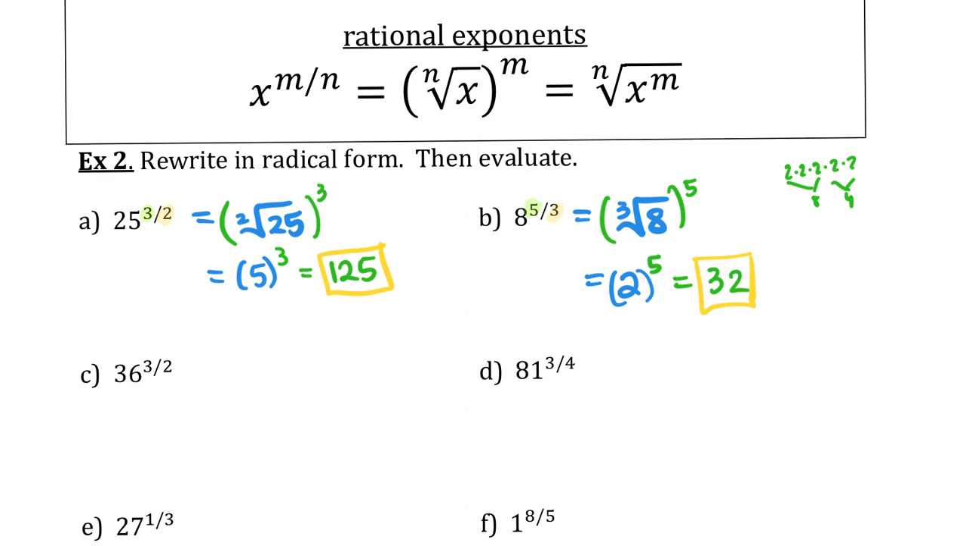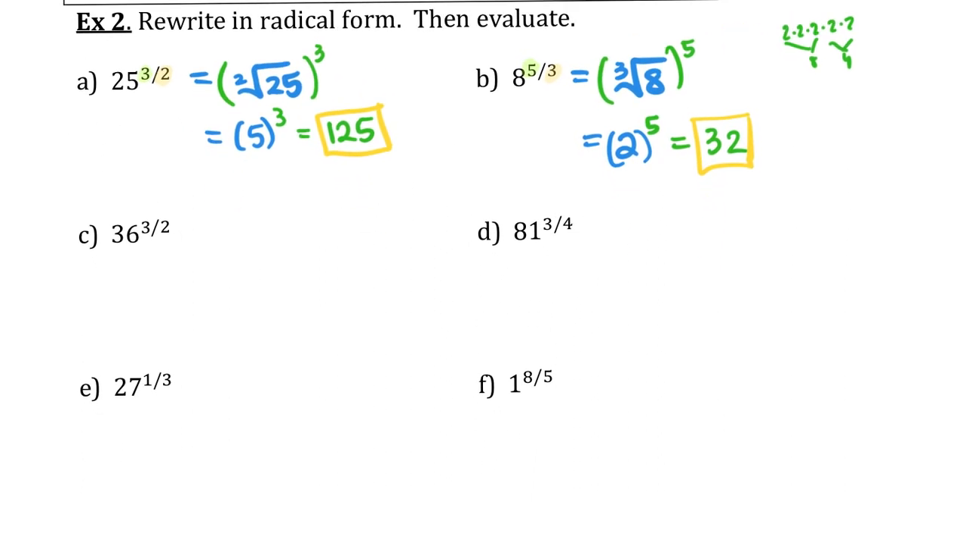Okay, I'm going to keep going. If you're starting to get the hang of it, go ahead. Okay, 36 to the 3 halves. Because the exponent is a fraction, I know there's going to be a root. The bottom number tells me the root index. So this is going to be a second root of 36, or a square root. I don't need to write the index, but I can if I want. After I do the root, I'm going to raise it to the third.